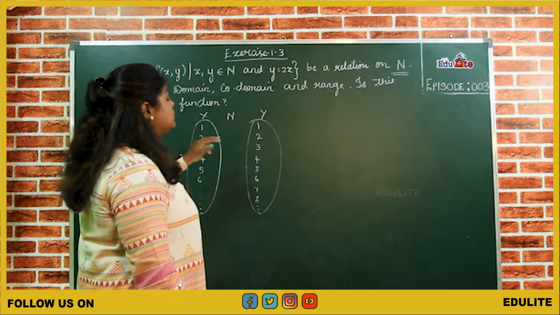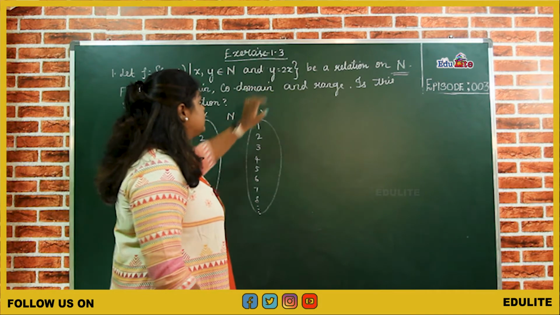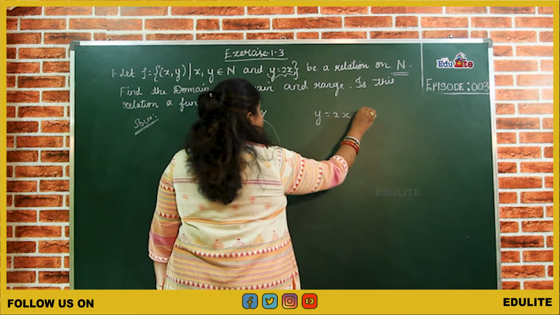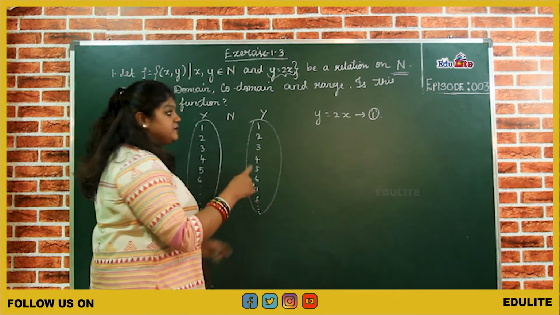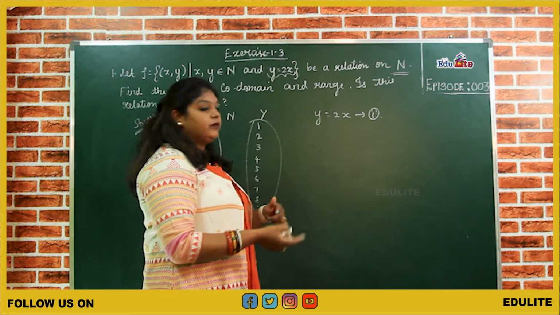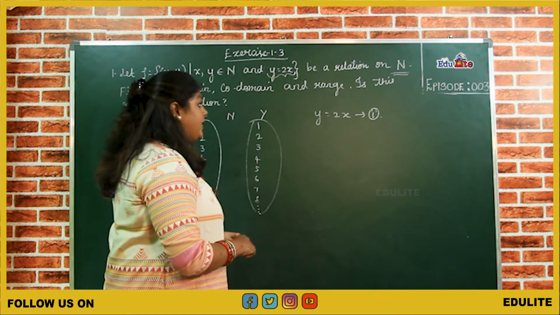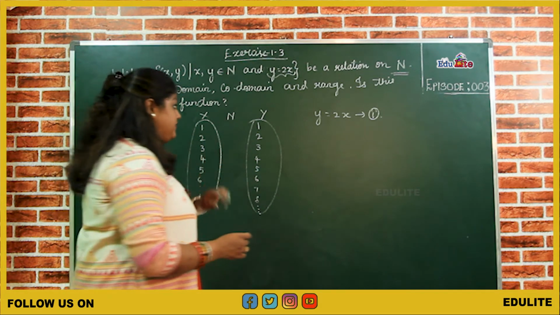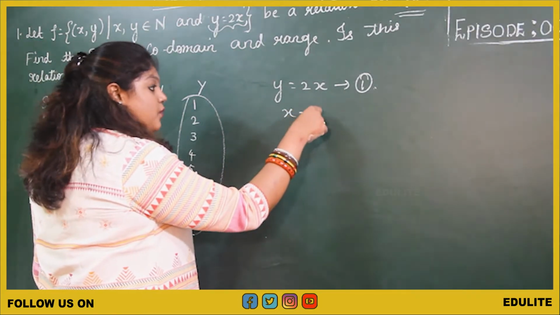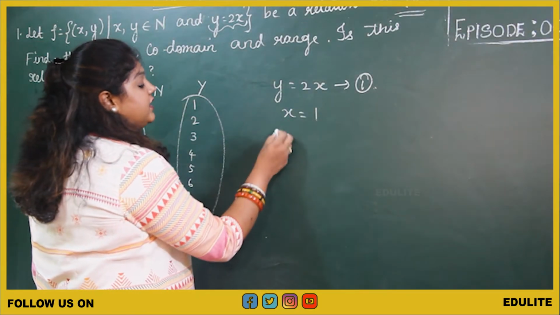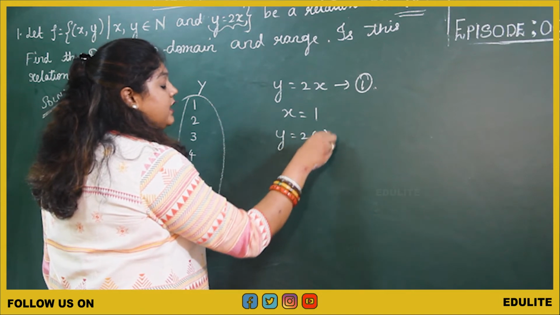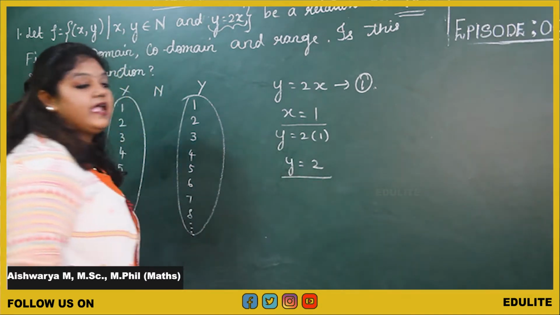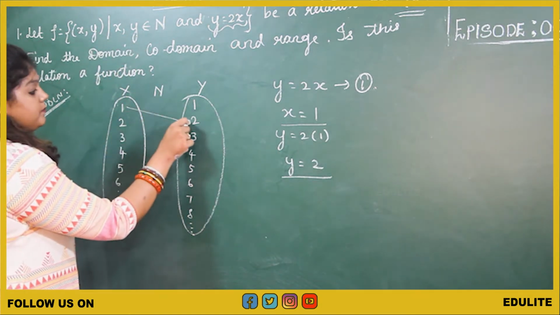Before moving on to the domain, codomain and range, first we will check whether it is a function or not. So to check whether it is a function, we have to use the relation y equals 2x. We will consider this as equation 1. We will substitute the values of x and check what we get as the value of y. So we substitute the value of x as 1 first. Taking x equals 1, we substitute it over here: y equals 2 into 1, y equals 2. So when x equals 1, we got y as 2. So 1 is mapped to 2.